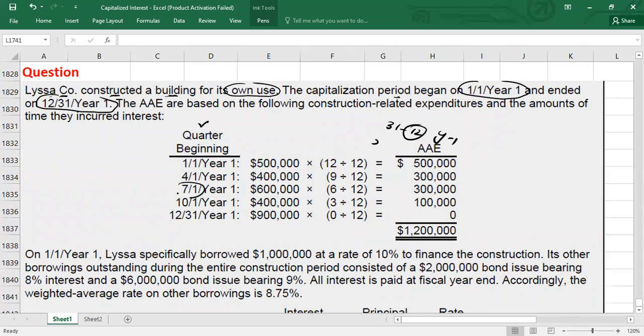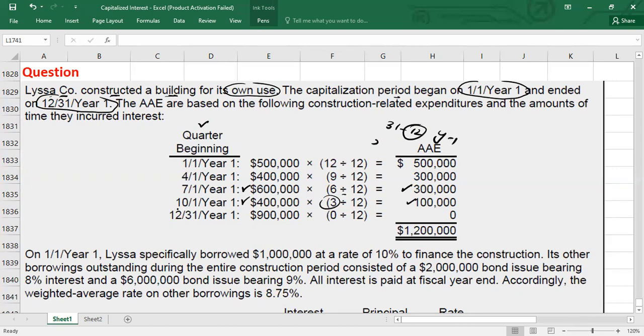Again on July 1, I have incurred $600,000 from July 1 till December 31st. How many months are outstanding? 6 months divided by 12. So I will get again 300,000. Again on October 1, I have incurred 400,000 from October 1 till 31st December. We have 3 months outstanding, 3 over 12, and we get the average accumulated expenditure. This is how you will calculate, okay?